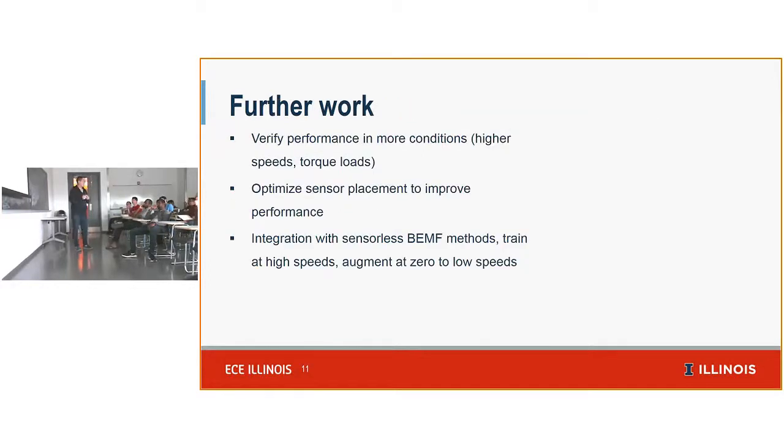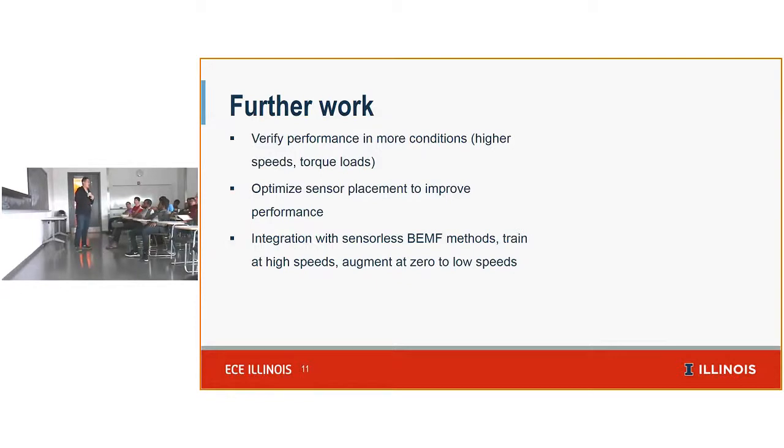Right, so this shows that a neural network can be applied to do position estimation in a permanent magnet motor, and further work will involve verifying the performance of this neural net at different conditions such as higher speeds as well as higher torque loads. And also a possible method to improve the performance would be to optimize the sensor placement.